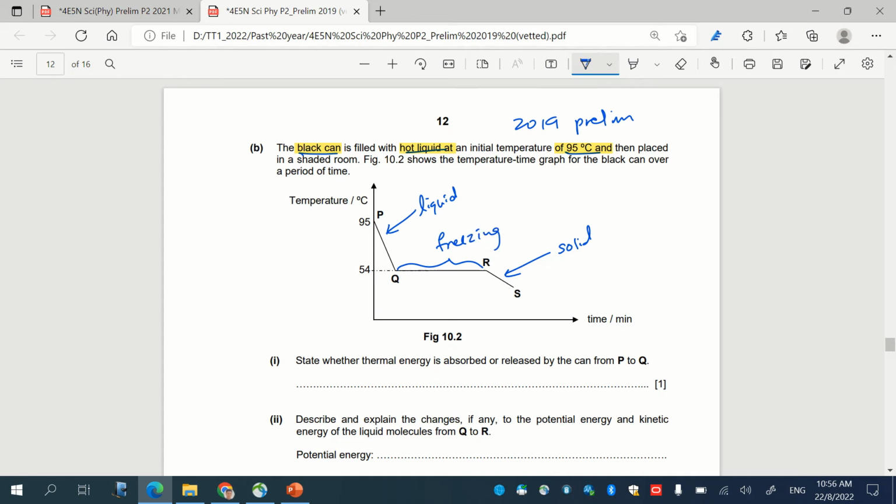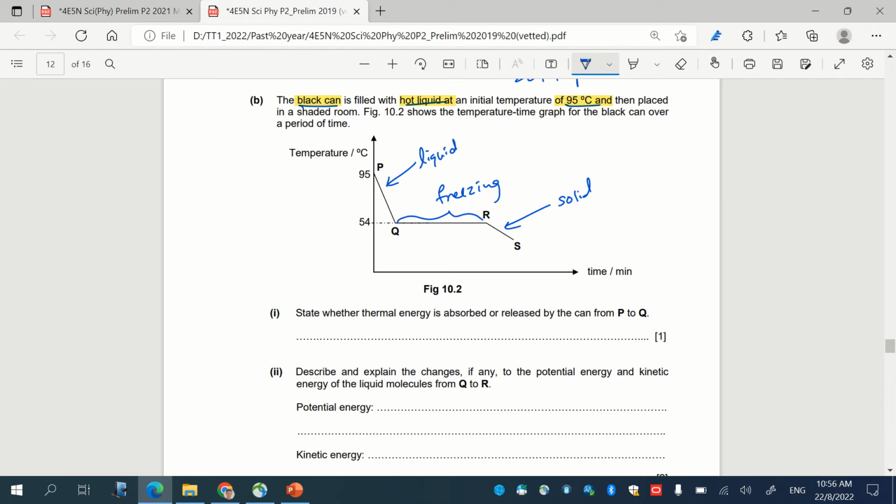But the questions are all asked differently this time. State whether the thermal energy is absorbed or released. When something cools down and is freezing, it started with high temperature and the temperature dropped. So it must have involved thermal energy being released and not gained. If it's gained or absorbed by the body, then the body temperature would rise. But now we see temperature drop, so it must be released.